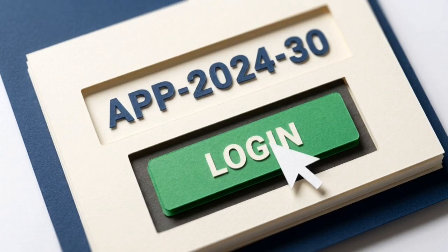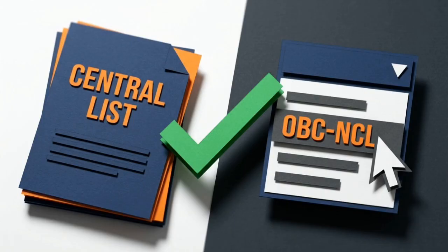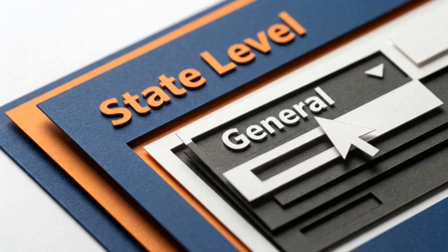With your application number secured, use it to log back in. This opens the main form. In the personal details section, you'll input your parents' names, your gender, nationality, and category. If you are an OBC candidate, pay attention. You can only select the OBC NCL category if your certificate is on the central list. If your certificate is state level and not on the central list, you must select General.